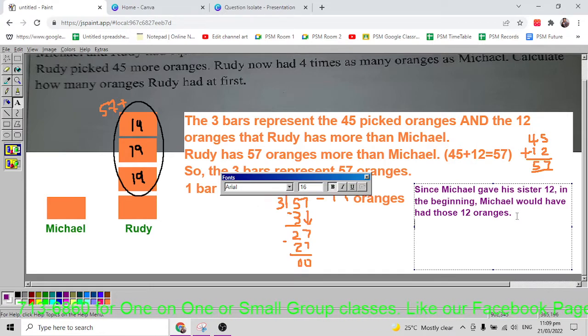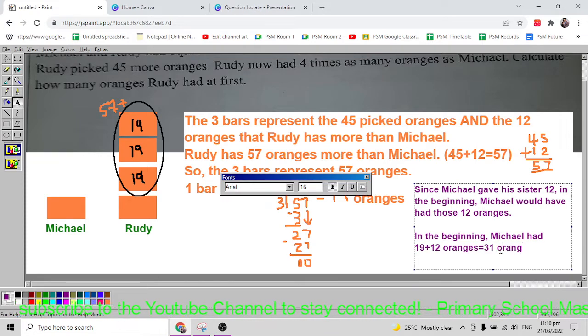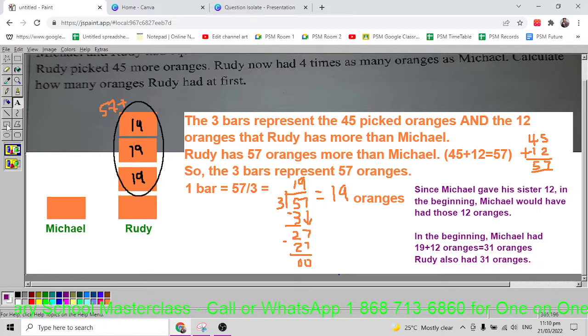So therefore, finally, in the beginning, Michael had 19 plus 12 oranges, which is equal to 31 oranges. And Rudy, remember the question says Michael and Rudy had equal numbers of oranges. Well, Rudy would have the same amount. Rudy also had 31 oranges. That's the answer right there. Answers are always in purple.